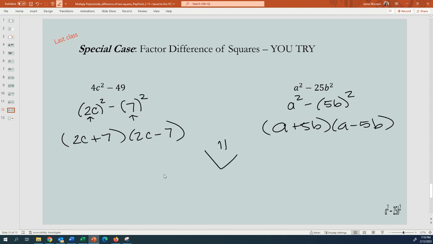That's it. Now, this only does work, though, for these very special cases. Two things being subtracted, and you have to be able to write them as something squared minus something squared.